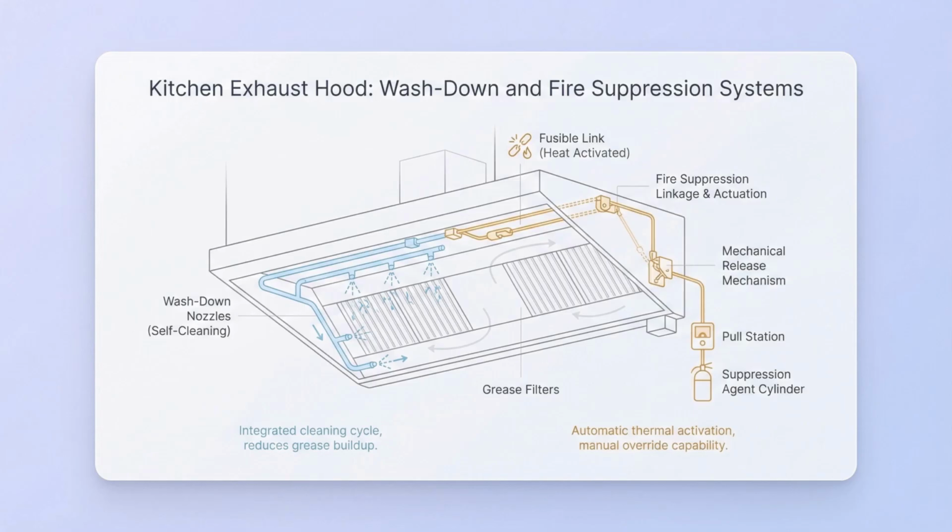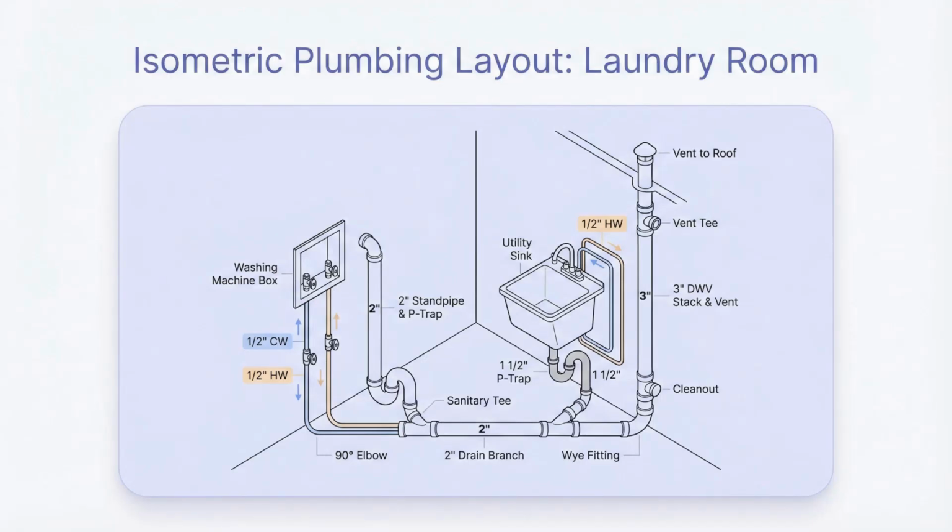Moving on to layout. Plumbers often have to design the plumbing system on site using architectural drawings. Isometric drawings are incredibly helpful here. They combine front, top, and side views into a single three-dimensional picture, making it easier to visualize pipe sizes, fittings, and the overall requirements of the system.